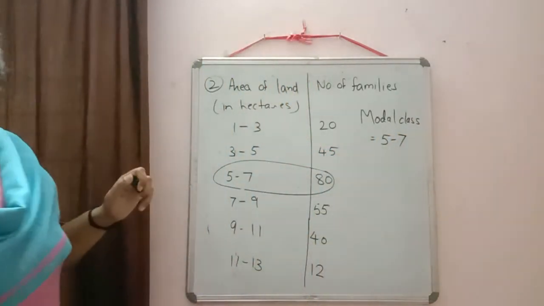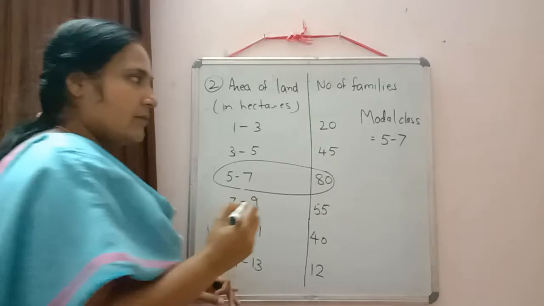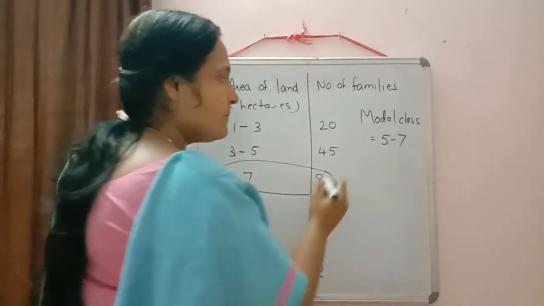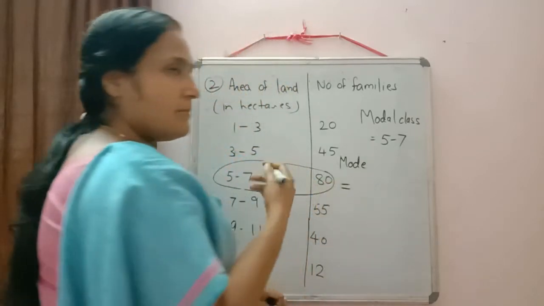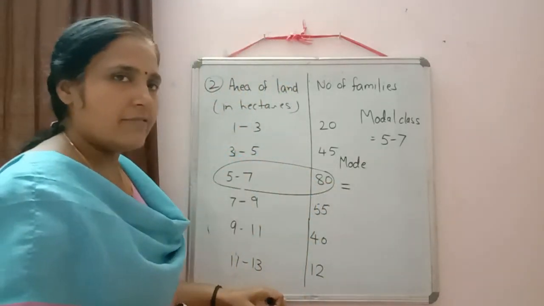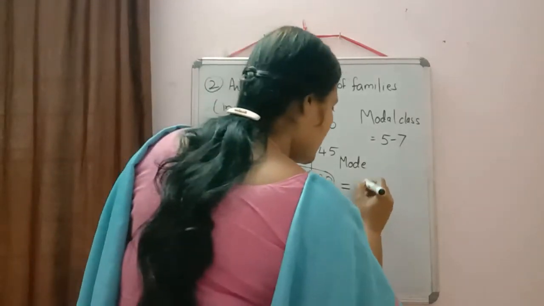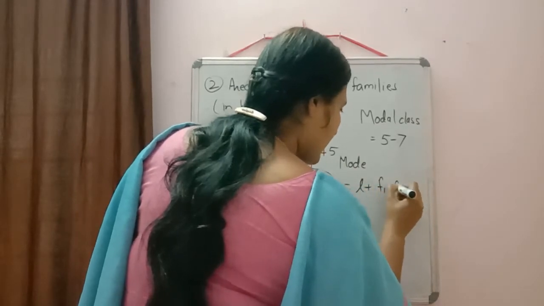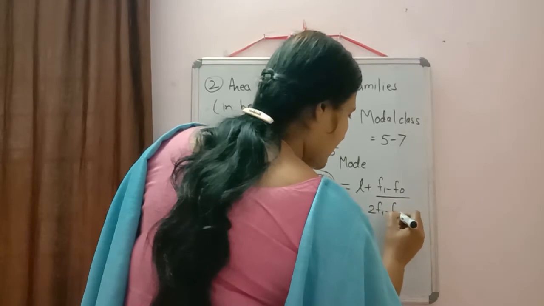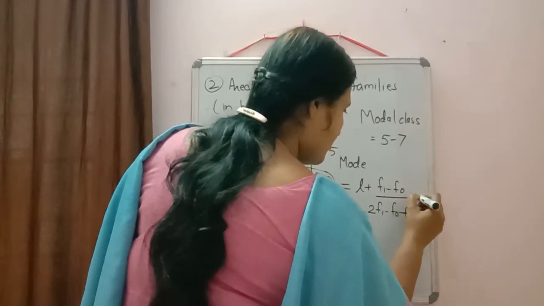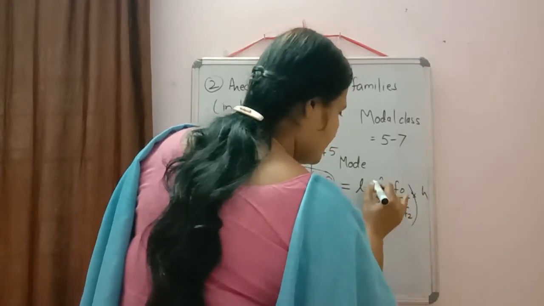Now we know the formula. First we will write down the formula. All of you write down. I am saying to write down the formula so that it will be easy for you to learn the formulas also. Mode is equal to L plus (F1 minus F0) by (2F1 minus F0 minus F2) into H.